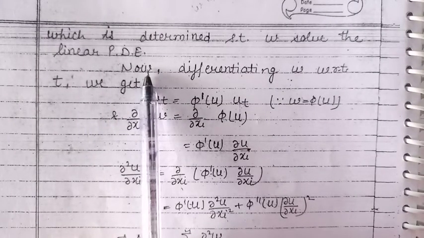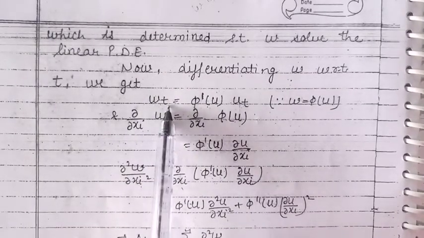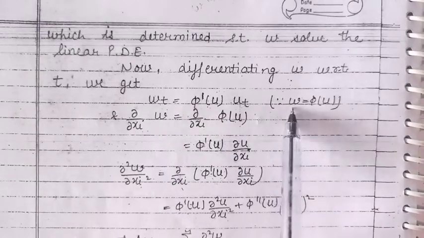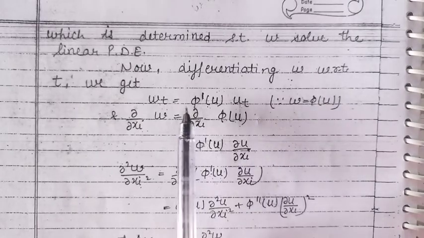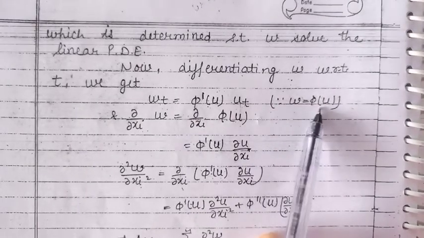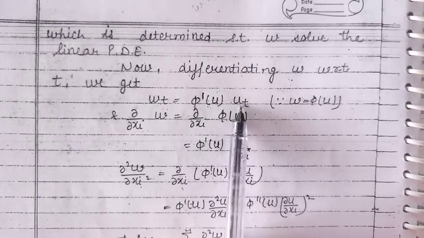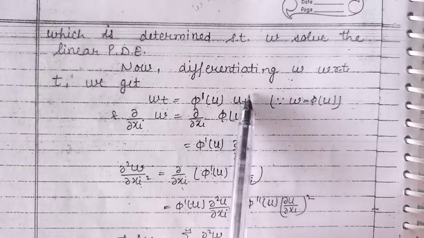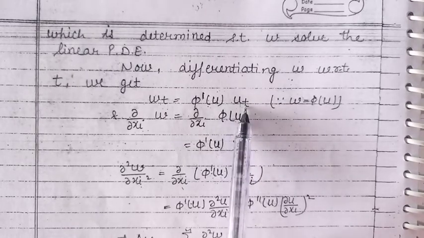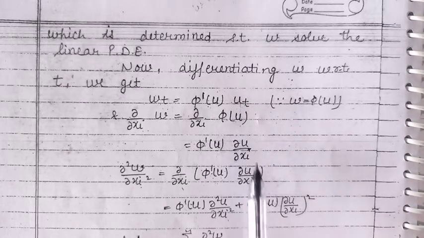Now let us find the partial derivative of function w with respect to t. Because w is phi of u, if we differentiate it partially with respect to t, this will become phi dash u into the partial derivative of u with respect to t, which we have denoted by u sub t. Now we have to find the Laplacian of function w.